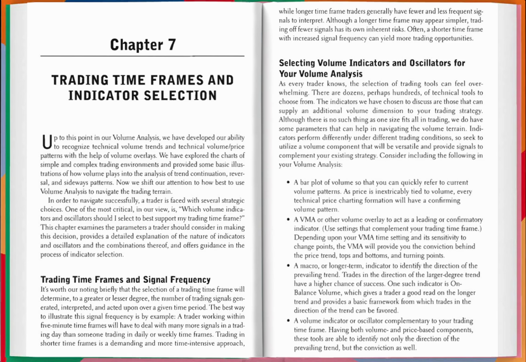In order to navigate successfully, a trader is faced with several strategic choices. One of the most critical, in our view, is which volume indicators and oscillators should I select to best support my trading time frame? This chapter examines the parameters a trader should consider in making this decision, provides a detailed explanation of the nature of indicators and oscillators and the combinations thereof, and offers guidance in the process of indicator selection. Trading time frames and signal frequency.